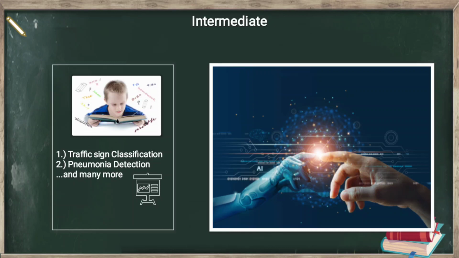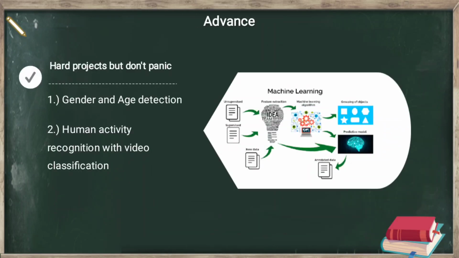So this comes to an end of the intermediate category. There are many more projects you can classify. And our last category is for advanced ones. They're hard projects, but don't panic. I have chosen two projects here: gender and age detection.